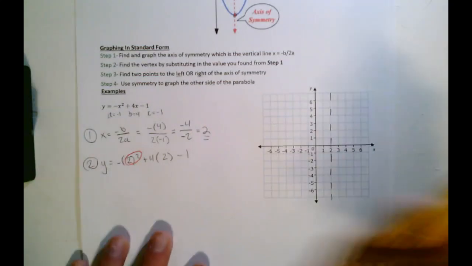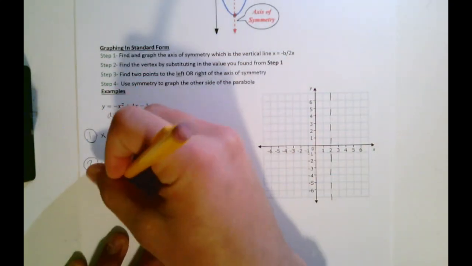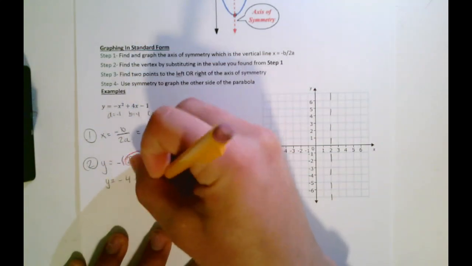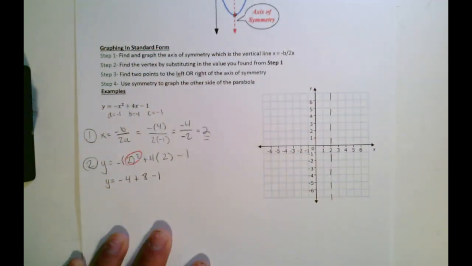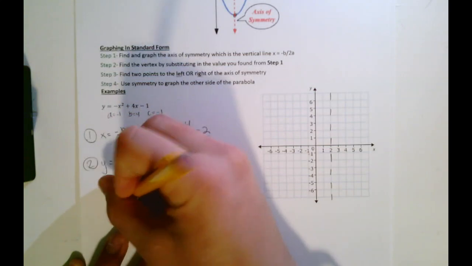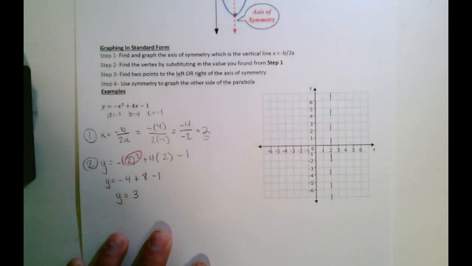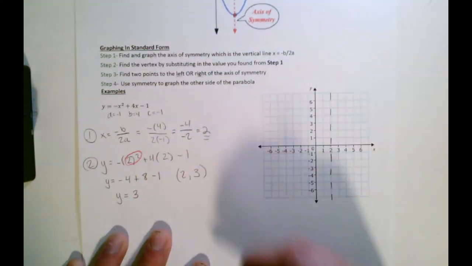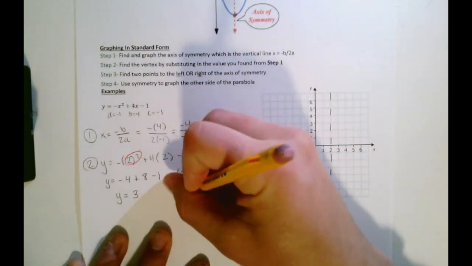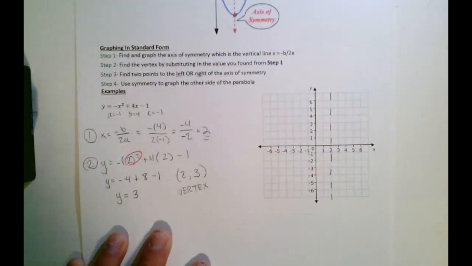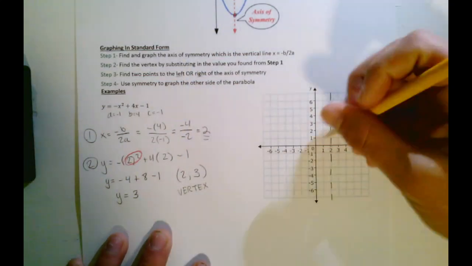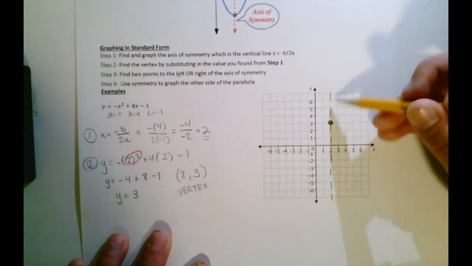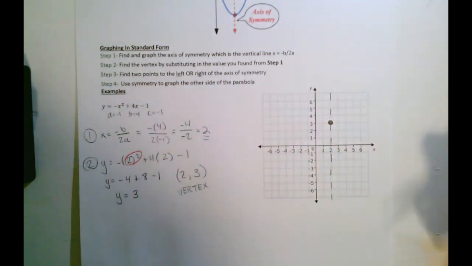So when I do this, I do 2 squared, which is going to give me a -4 plus 8 minus 1. Simplify this using PEMDAS. It looks like you're going to get a 3. So that means I plugged in a 2, I got a 3, and this is going to represent the vertex. So I'm going to plot that, and you're going to notice that the vertex has to lie on the axis of symmetry. So everything branches from here.